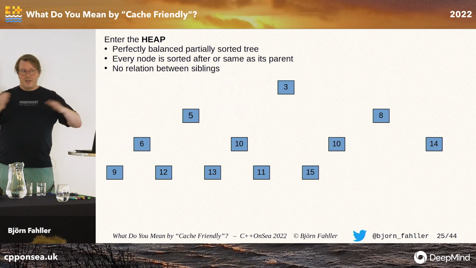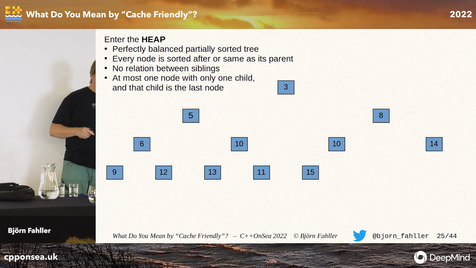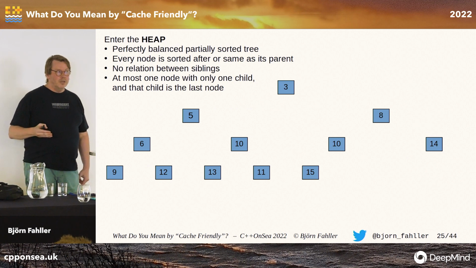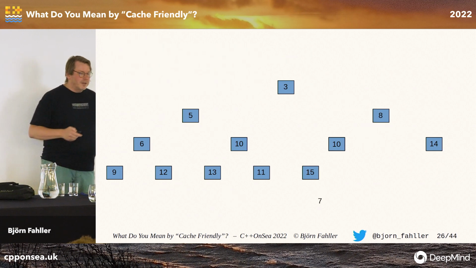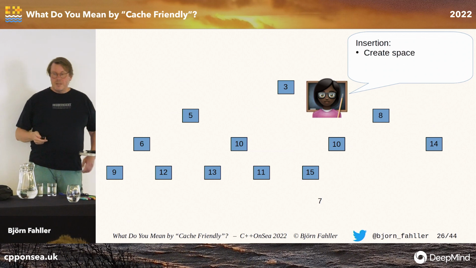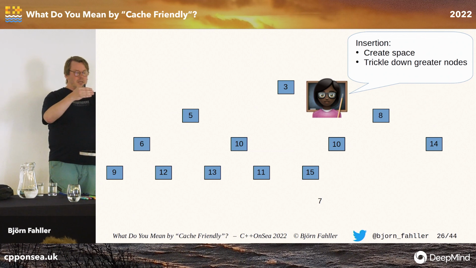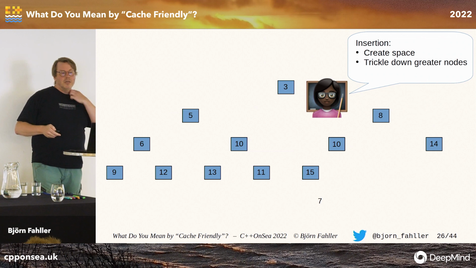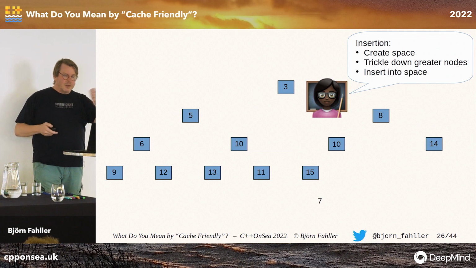And there is no relation at all between siblings, none. And we have at most one node that has only one child, and in that case, that child is the last node. And operations on it are like this. If I want to do an insertion, I create space for a new element, and then I trickle down into that space the parent if it is greater than the value I want to insert. And when I no longer have anything to trickle down, then I can insert into that space.